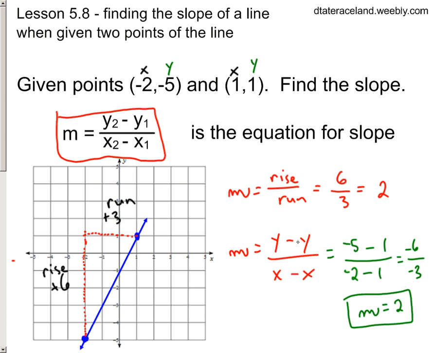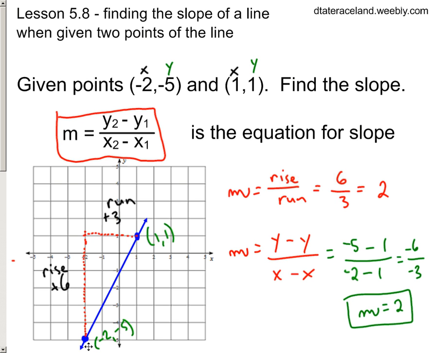Now, why does subtracting our y's and subtracting our x's work? Well, let's take a look at it like this. Here is -5 on the y-axis, and here is +1 on the y-axis. 1 minus -5 is 6, or -5 minus 1 is -6. Either way, you're going to get this value of a 6 there. The absolute value of it would be a 6.